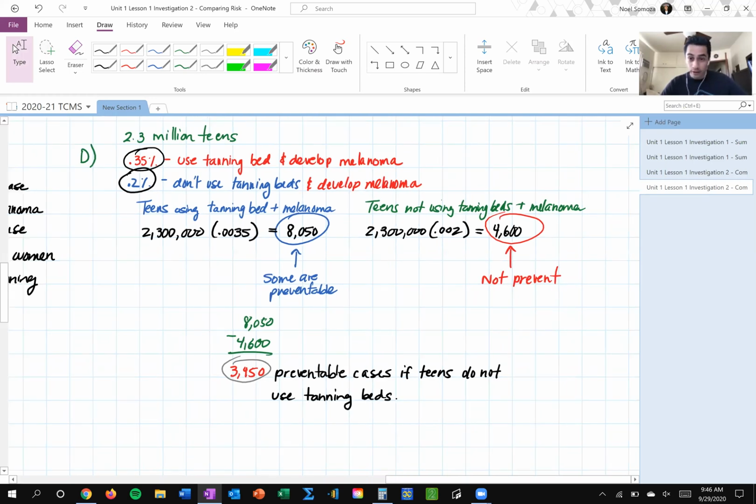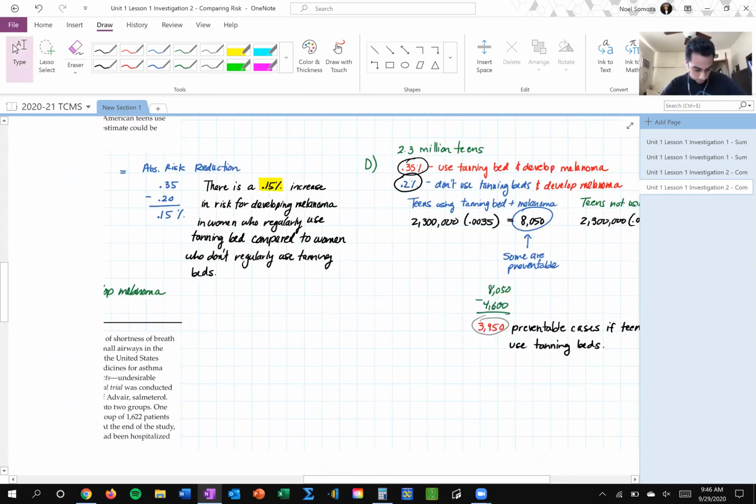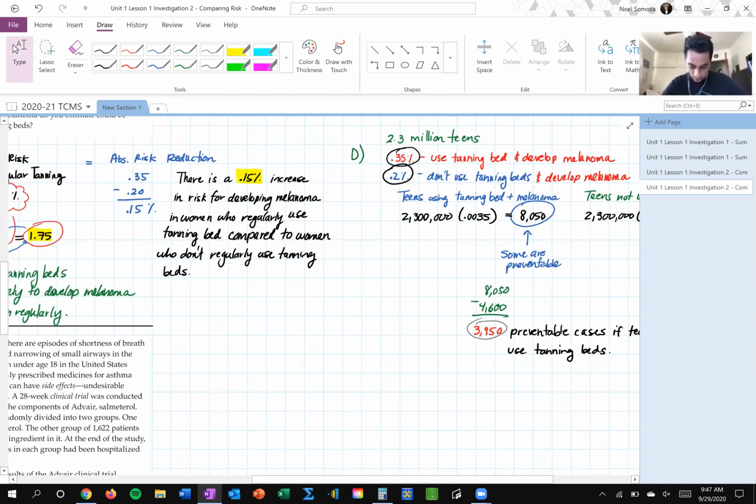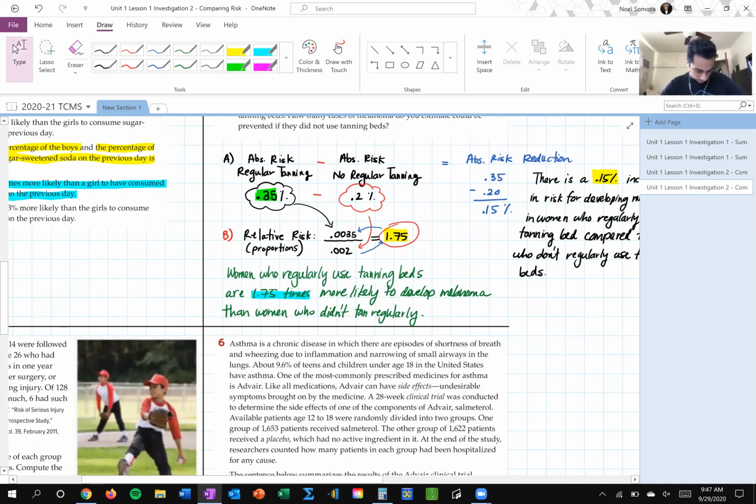All right, so that wraps us up for number 4. Are there any other questions for number 4? All right, cool. So number 4, a good problem that takes us through each part: risk reduction, relative risk, and then how to find a group of people that are preventable, how many people we can prevent from developing melanoma. All right, let's move on to number 5.